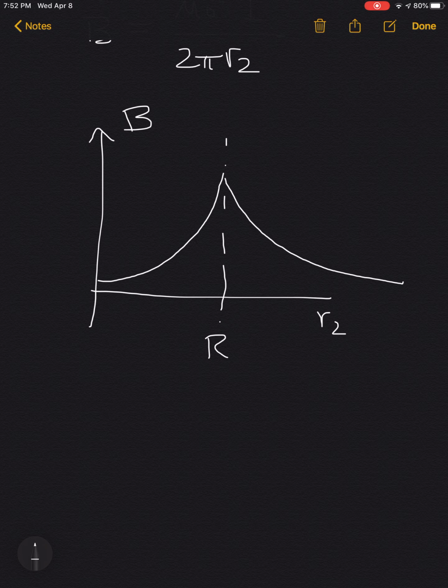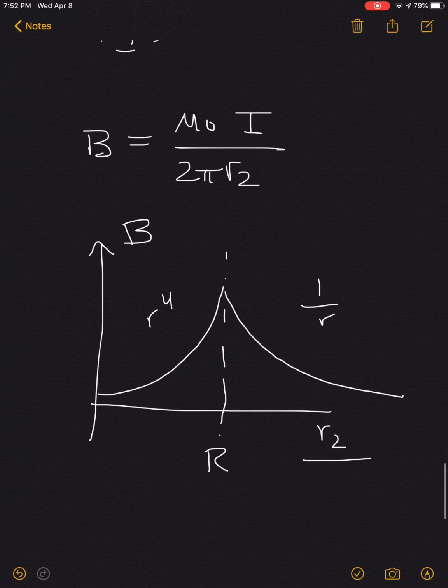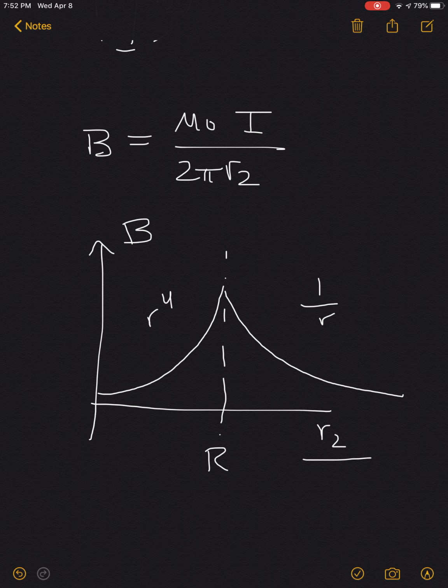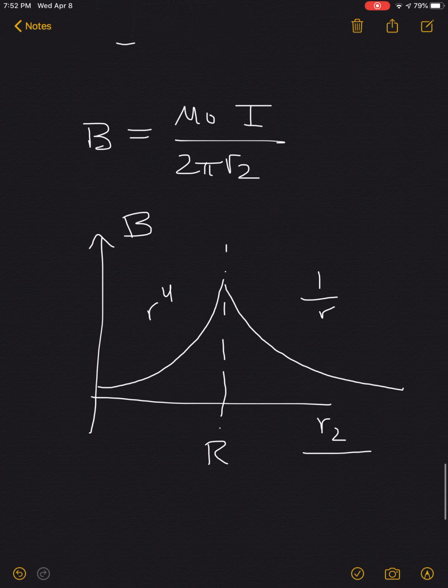Now the R2 side of things should actually decay slower than this side goes like R to the 4th, and this is like 1 over R. So the left-hand side of this should certainly be a steeper increase, but I didn't draw it correctly. So just keep that in mind. So you have that the B field keeps growing inside of the cylinder up until you get to the maximum value, and then it decreases as you get further away, which kind of makes some amount of sense. Okay, so let's actually show how that works.